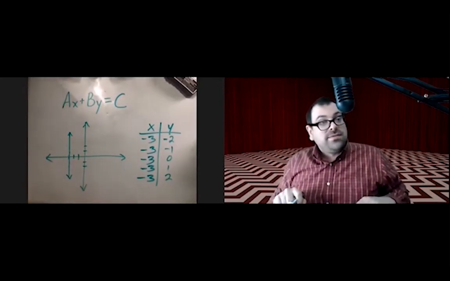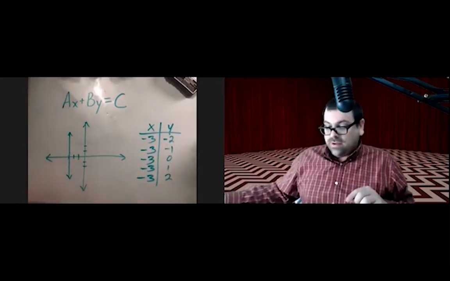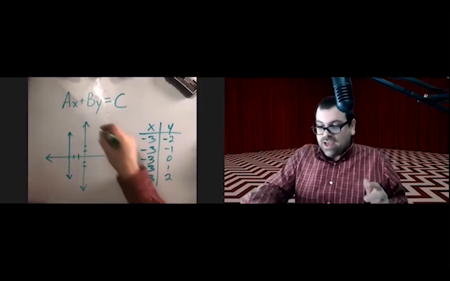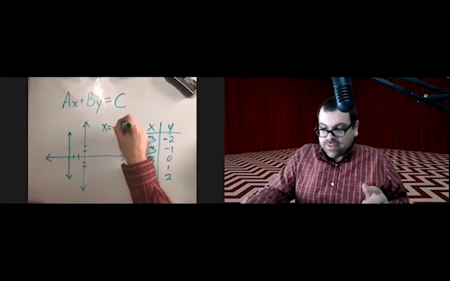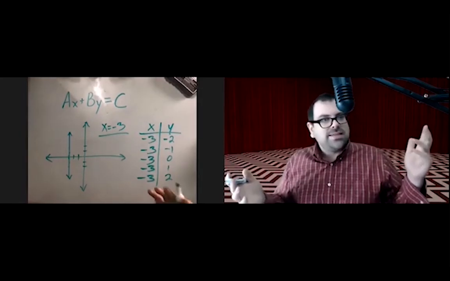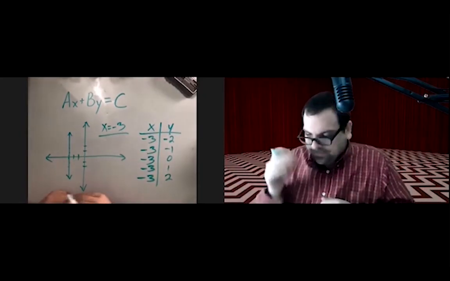A vertical line, just like we thought might happen. And where does that vertical line exist? X equals -3.